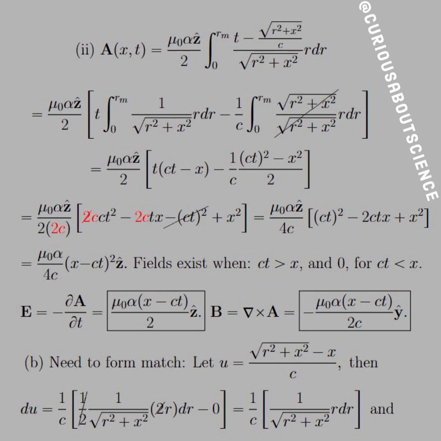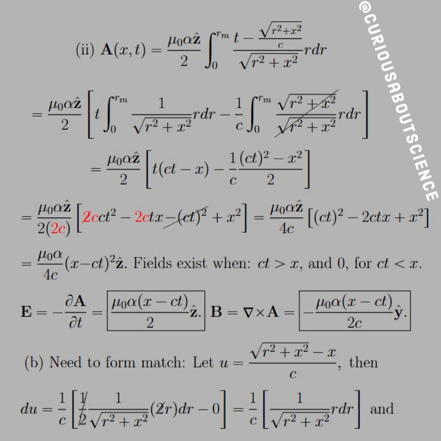So with that, take the negative time derivative. Easy enough. You get a factor of 2 from the power rule and a factor of negative c from the chain rule. So the negatives cancel, and the 4c goes to 2. So the electric field is mu naught alpha times x minus ct over 2 in the z hat direction.